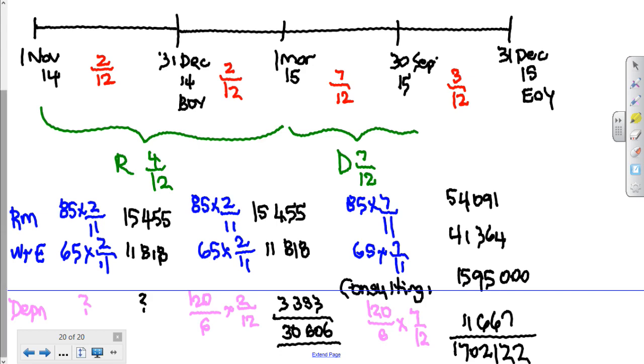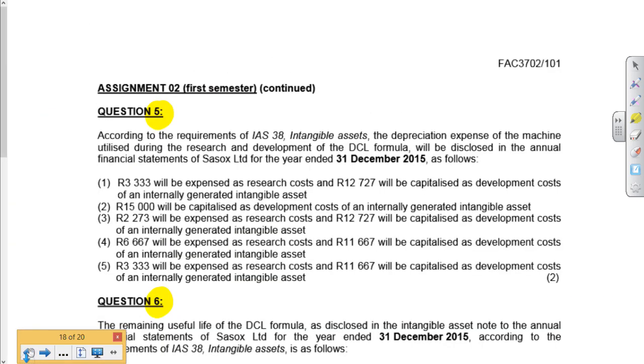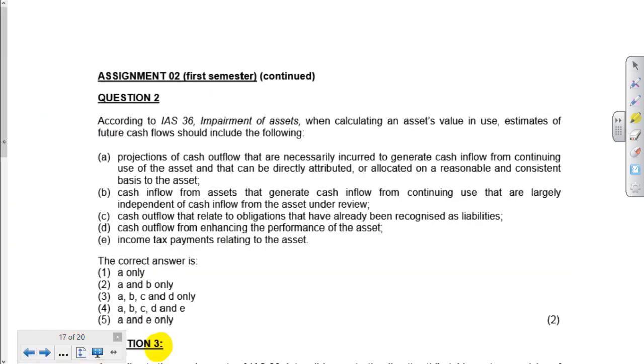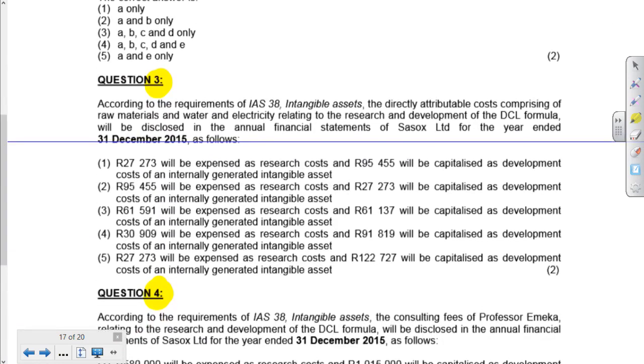I don't know what it was for last year, but it doesn't seem to matter. For the current year, it's 333 and 11,667. You got all that, isn't it? Consulting was all development. Okay, so if we look at the solution, at the required then, the questions. Question 3, according to the requirements of intangibles, the costs comprising of raw materials and water and electricity, just those first two, relating to research and development will be disclosed as, which one is it?